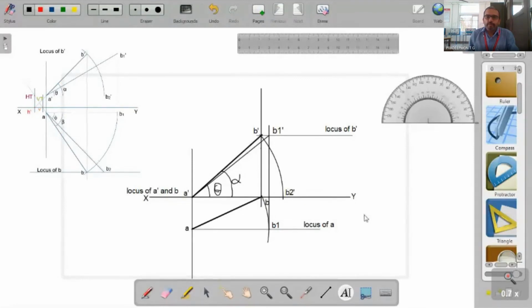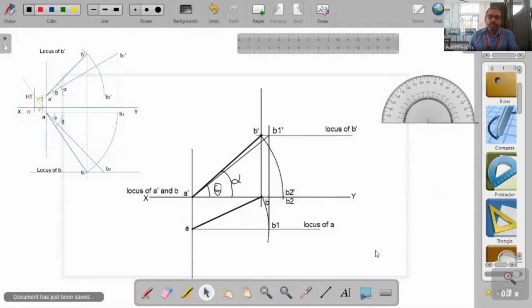So we place B2 here. B2 as well as B2 dash is the same point, since the locus of B and the locus of A dash is the same. Since the locus of B is the same as the XY line and B2 dash is on the XY line, B2 as well as B2 dash will be the same.